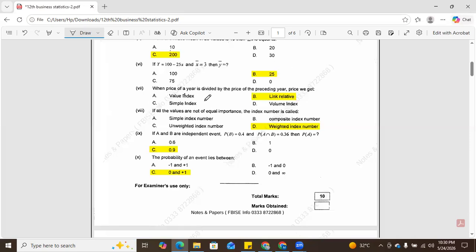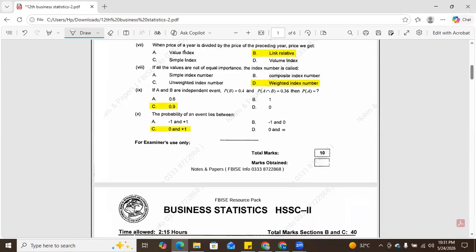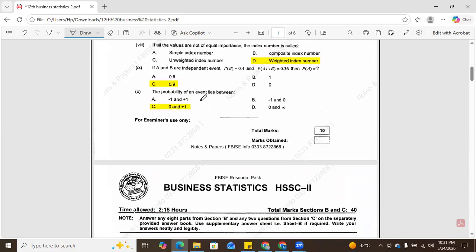When the price of a year is divided by the price of the preceding year, we get link relative. If all the values are not equal in importance, the index number is called weighted index number. If A and B are independent events, P(B) is equal to 0.4 and P(AB) is equal to 0.3, then P(A) is equal to 0.9. The probability of an event lies between 0 and +1.